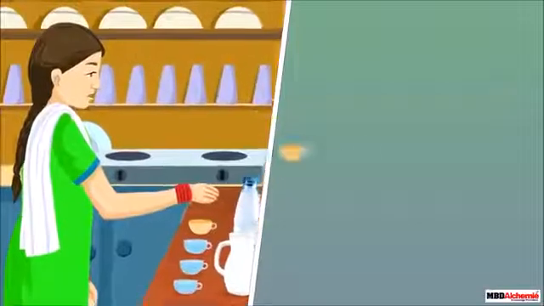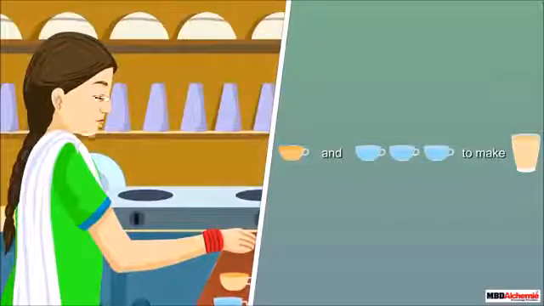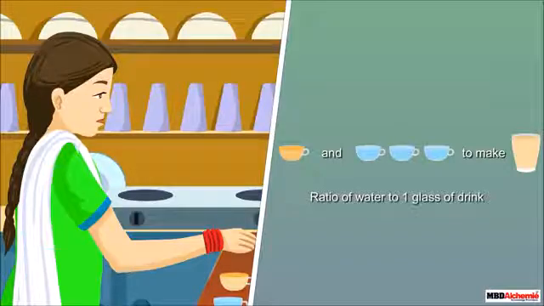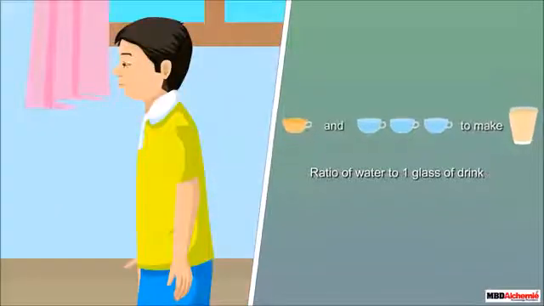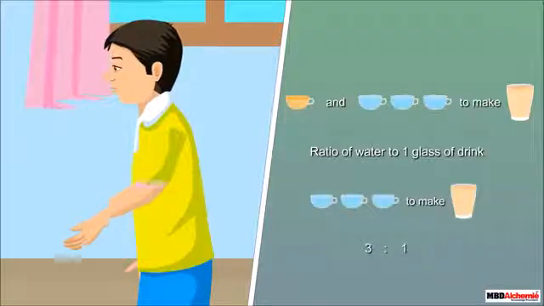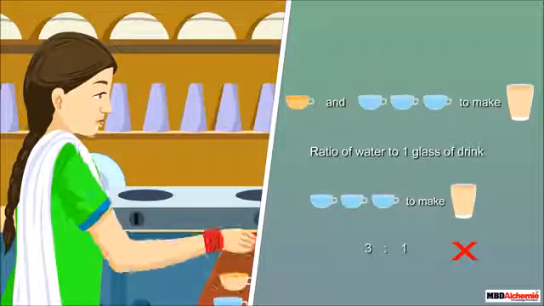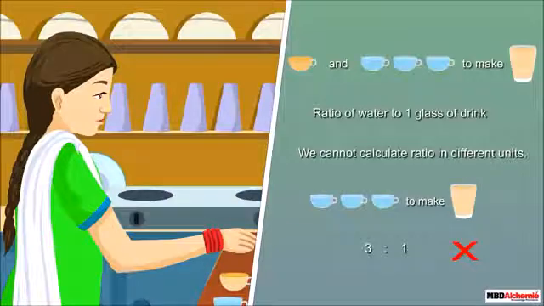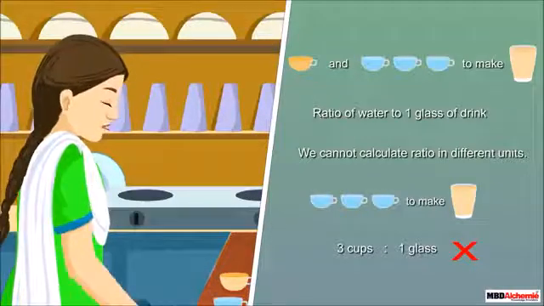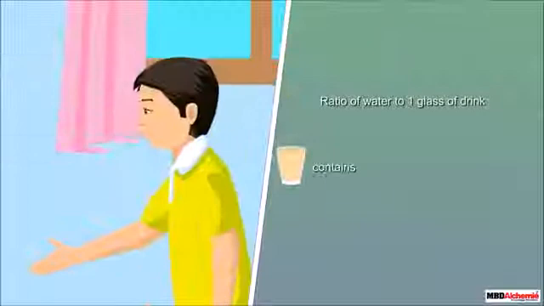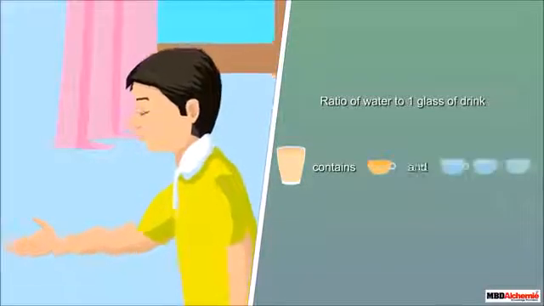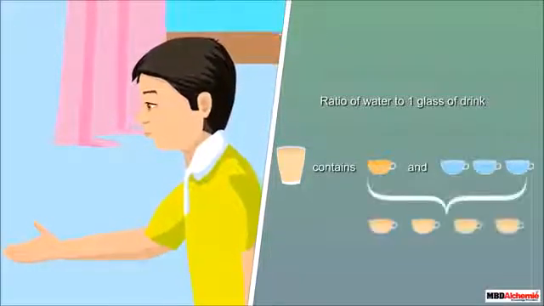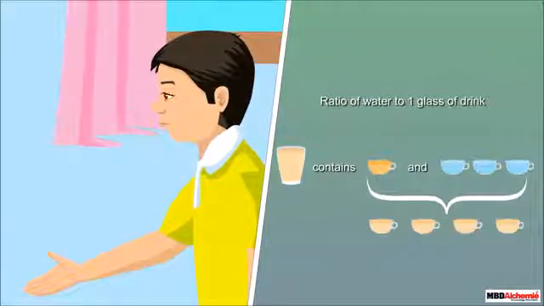We have used the squash and water in the ratio of 1:3. For this, can you write the ratio of water to 1 glass of drink made? I think it is 3:1. No, Vinay, we can't calculate ratio in different units. Here, the unit for water is 3 cups. Then we have to use the same unit for the drink also. 1 glass of drink contains 1 cup of squash and 3 cups of water. That is, 4 cups are poured into 1 glass to make 1 drink.